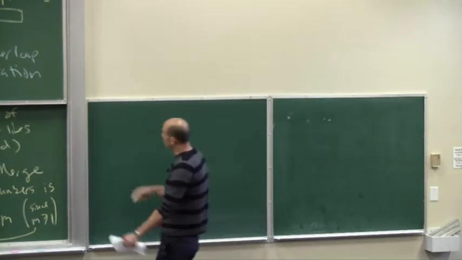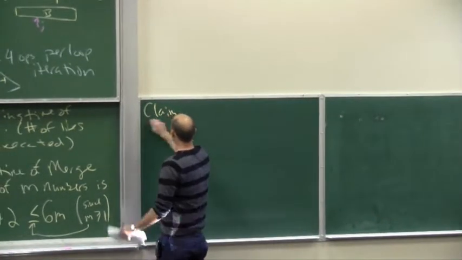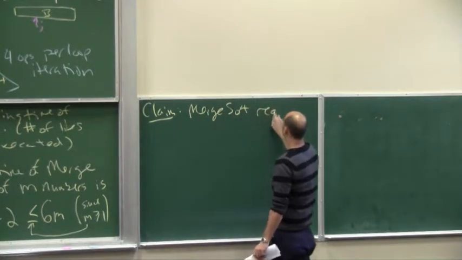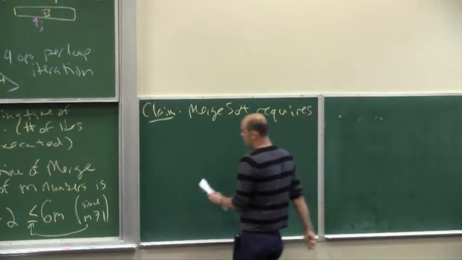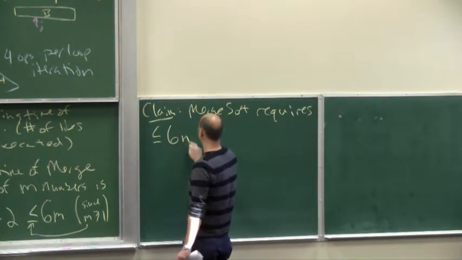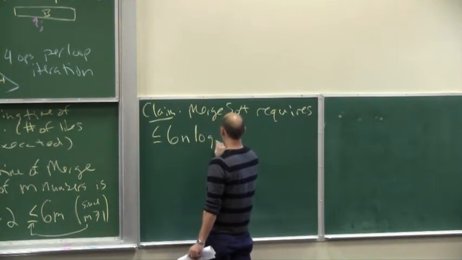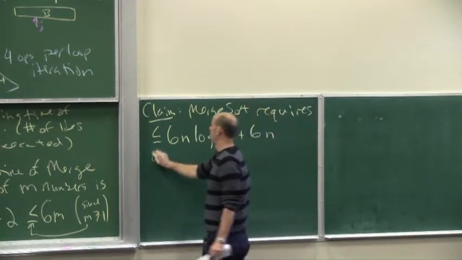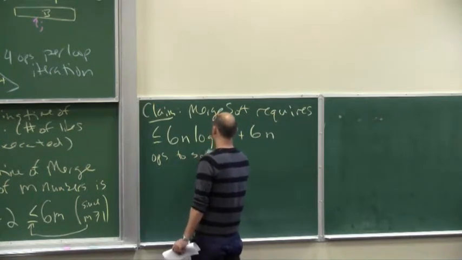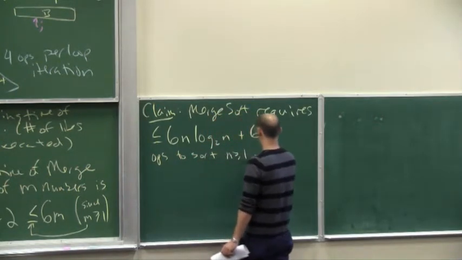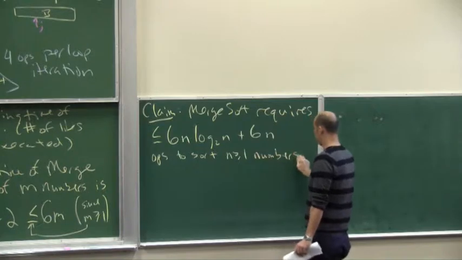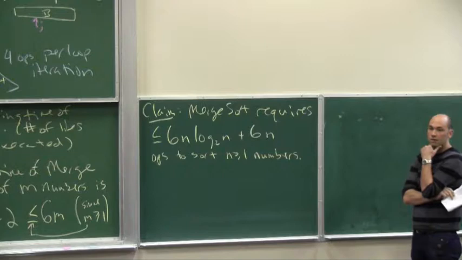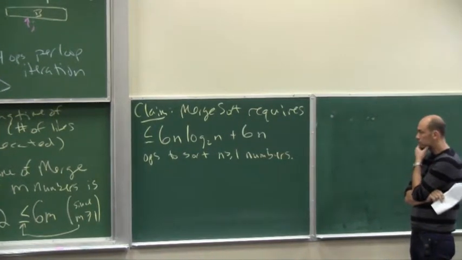So here's what we're going to prove. Claim: merge sort requires at most 6n times log base 2 of n plus 6n operations to sort n numbers for every value of n. Okay. So that's what we're going to prove next. All right.